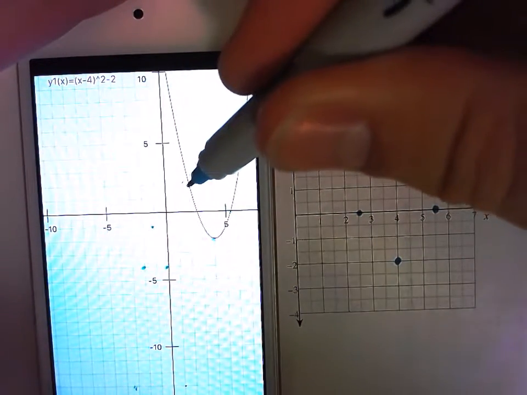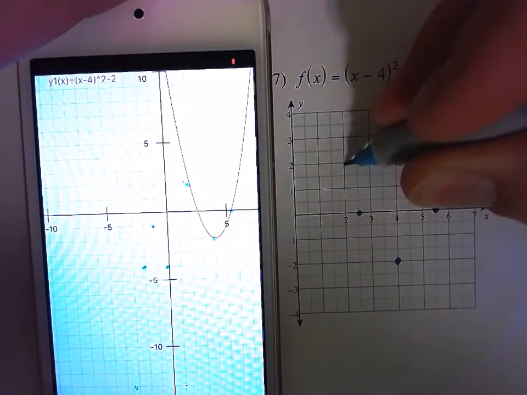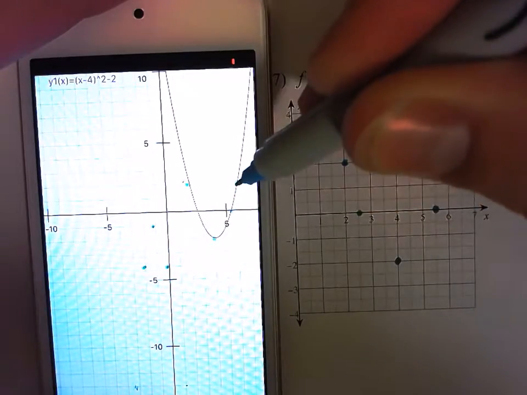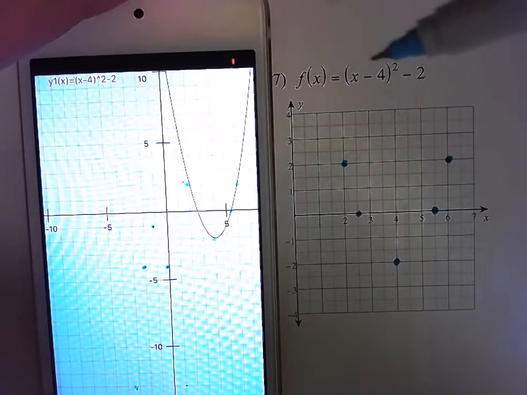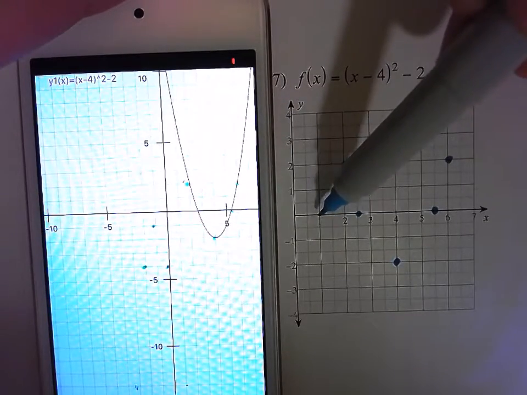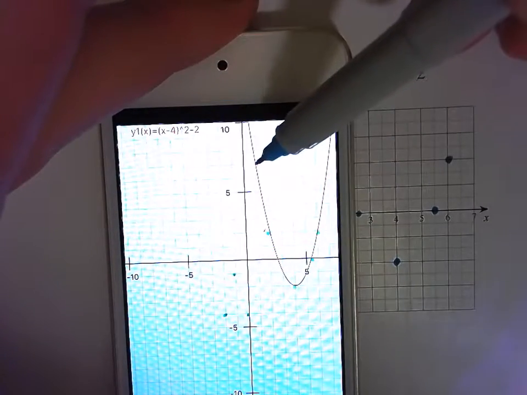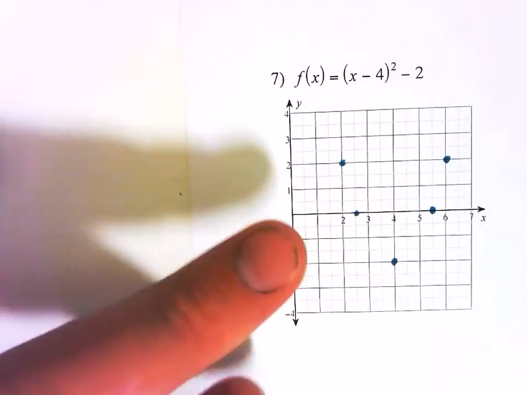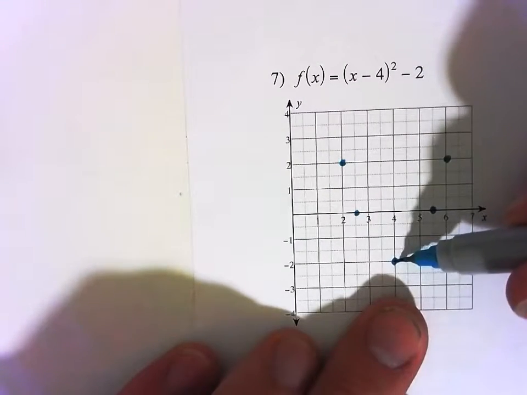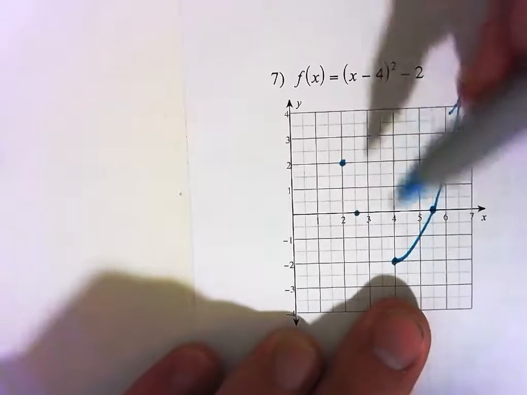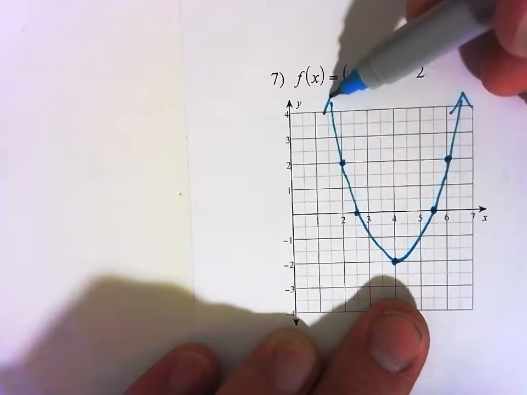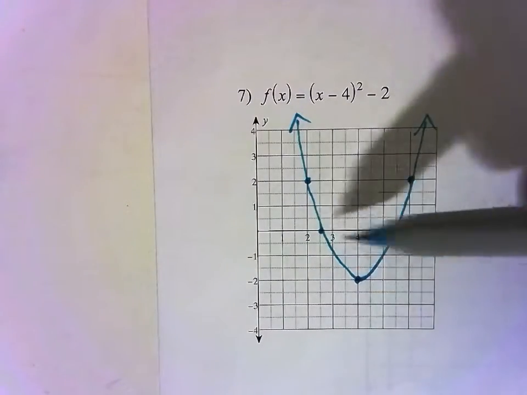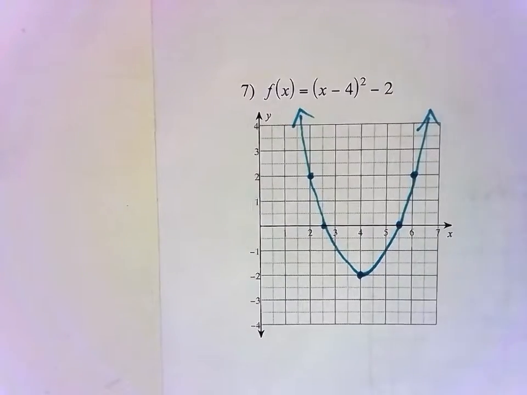And I'll find a couple more points. There's one about 2, 2. And then over here at 6, 2. And at 1, about 7, and 7, 7. That's up above where it would show on this graph. So I'm going to draw the shape in, connecting those points, and there you go. So just find the vertex point, find a few more points, and draw the rest of the shape in.